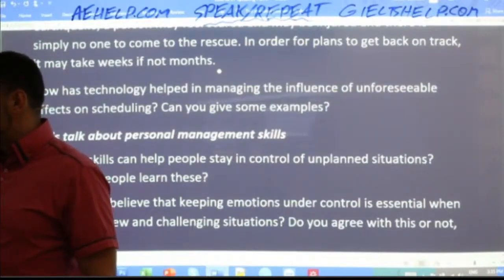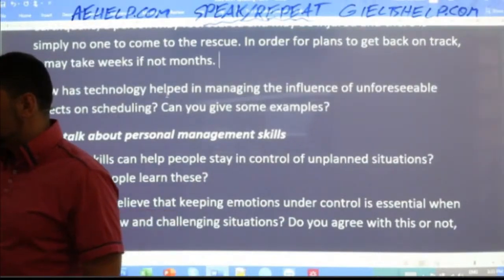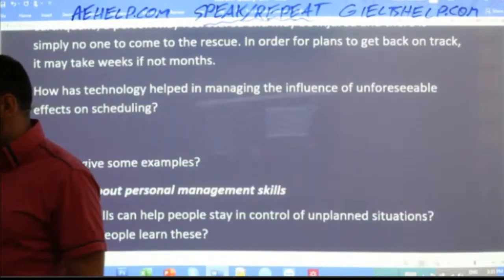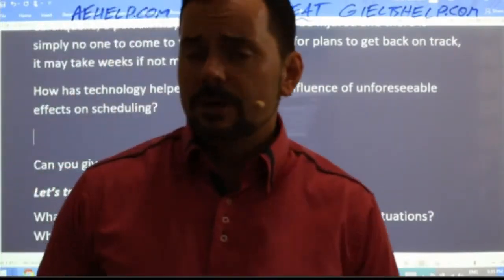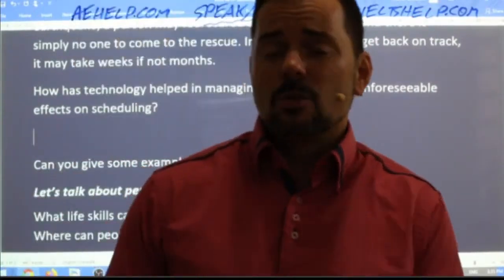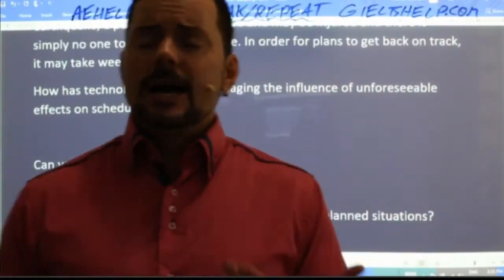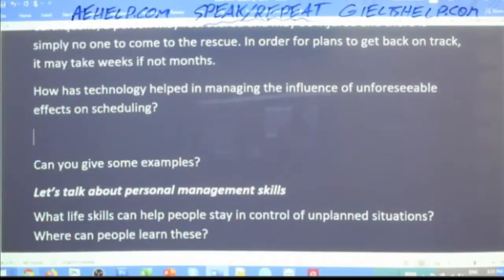How has technology helped in managing the influence of unforeseeable effects on scheduling? So, of course, don't be surprised, students, that the questions do tend to get more and more difficult as the examiner moves through part 3. There will be more and more challenging vocabulary or unfamiliar vocabulary. If at this point you can't catch the question, don't freak out. It's okay. Ask for a repeat. It's okay to ask to repeat once or twice in part 3. If you didn't catch the question, it's definitely better than talking nonsense and going off topic.